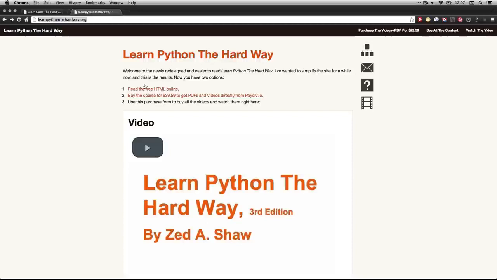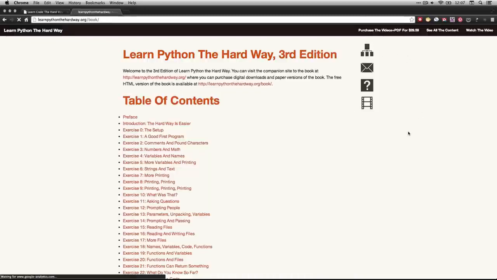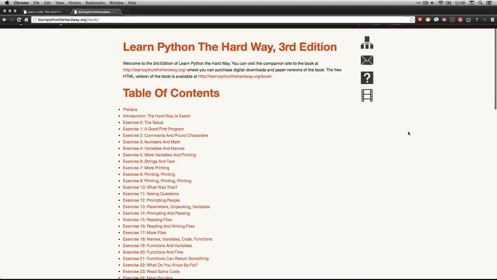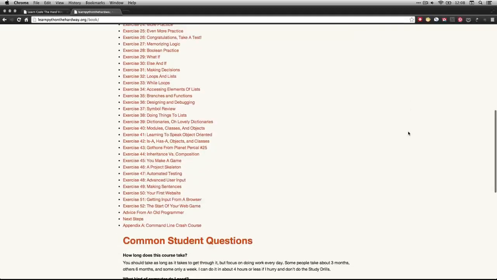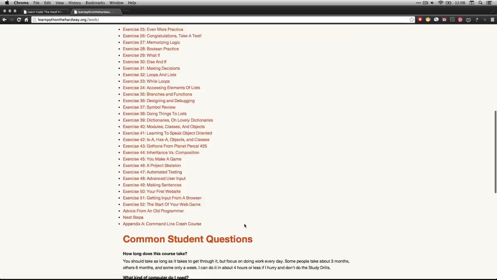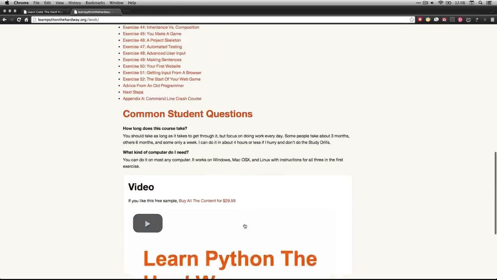So what I'm going to do right now is come over here to this little hierarchy thing. I'm going to click on that, and that takes us to the table of contents for the book. So it's the third edition that we're dealing with. There's the table of contents. By the way, we have these 52 different exercises, but I'm going to start with the appendix, which is about the command line crash course.